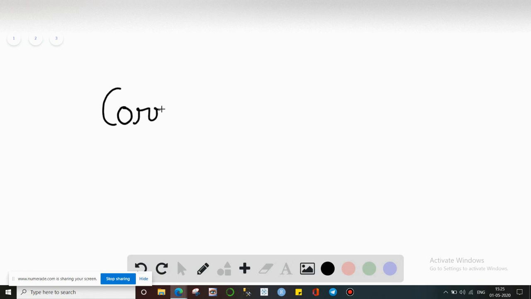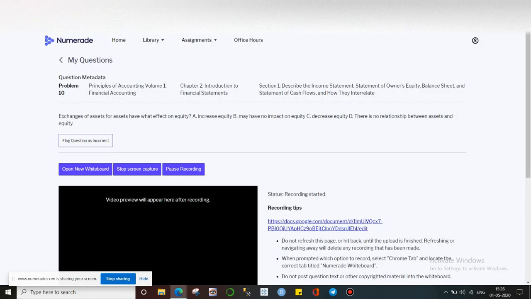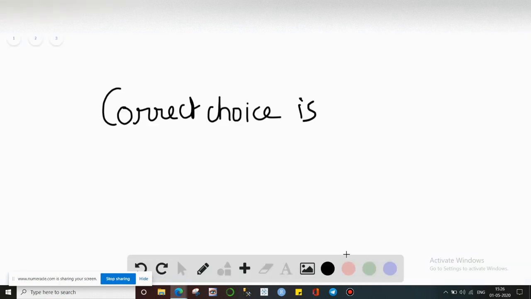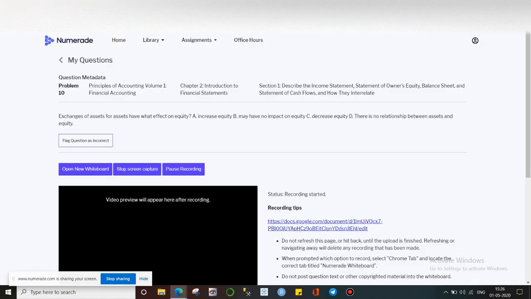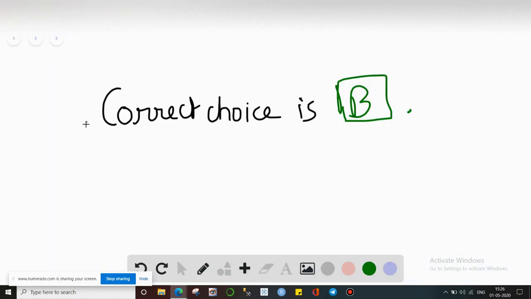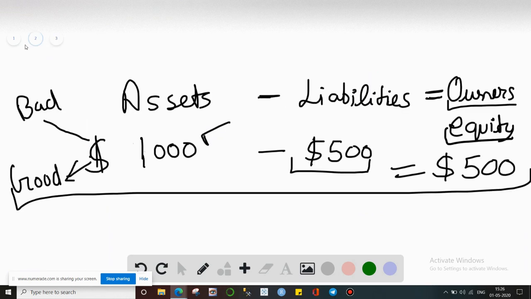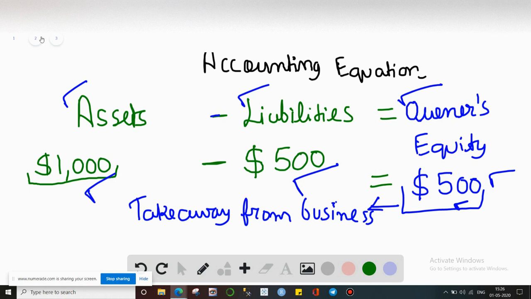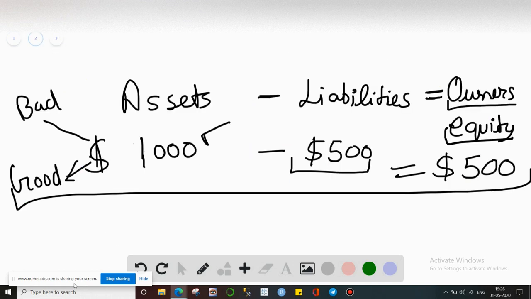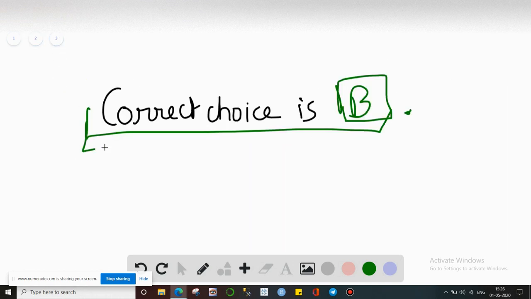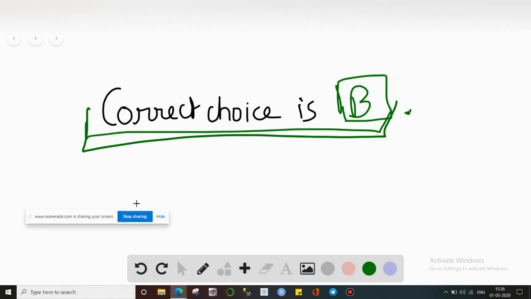So what is our correct choice for the problem? The correct choice is B, that is, may have no impact on equity. You need to write down the first sheet as well as the second sheet in your notebooks for better revision. The correct choice is choice B. That's all for our solution. Thank you.